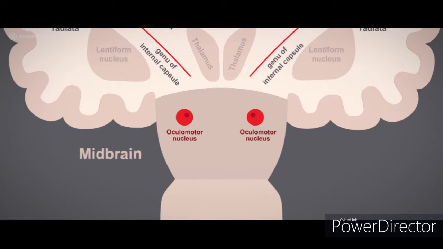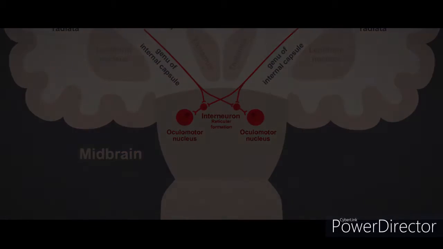But wait, we missed one more detail. Most of the axons arising from the cortex do not synapse directly with the oculomotor nuclei. Instead, they synapse with some small neurons called interneurons that are located in the reticular formation, and then these interneurons synapse with the oculomotor nuclei. Also take into account that some axons do not decussate, so they will synapse with the ipsilateral interneurons instead. Alright, now we have covered everything from the cortex to the oculomotor nuclei.